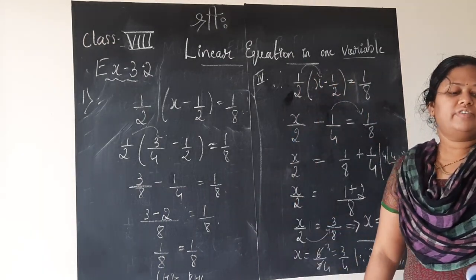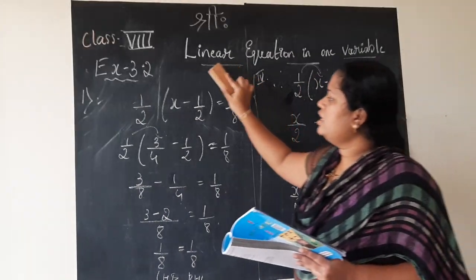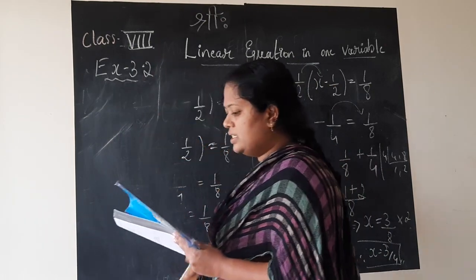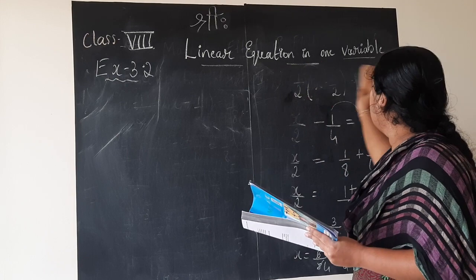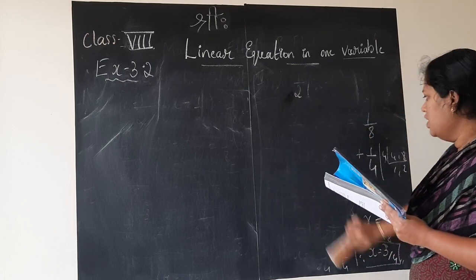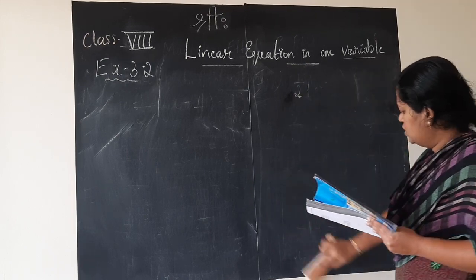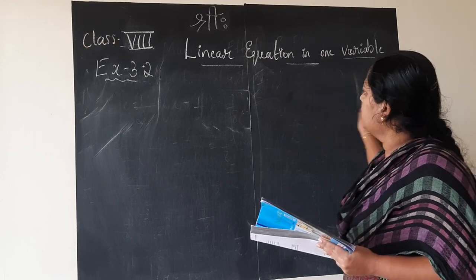So this is about the first problem, children. Next let us move on to the second question. The question is, the perimeter of a rectangular swimming pool is 154 meter. So you know what is perimeter.